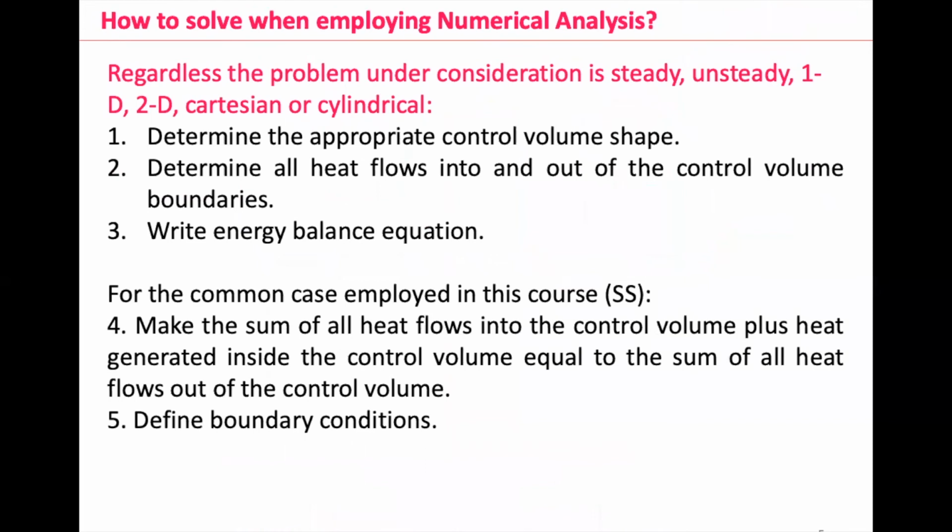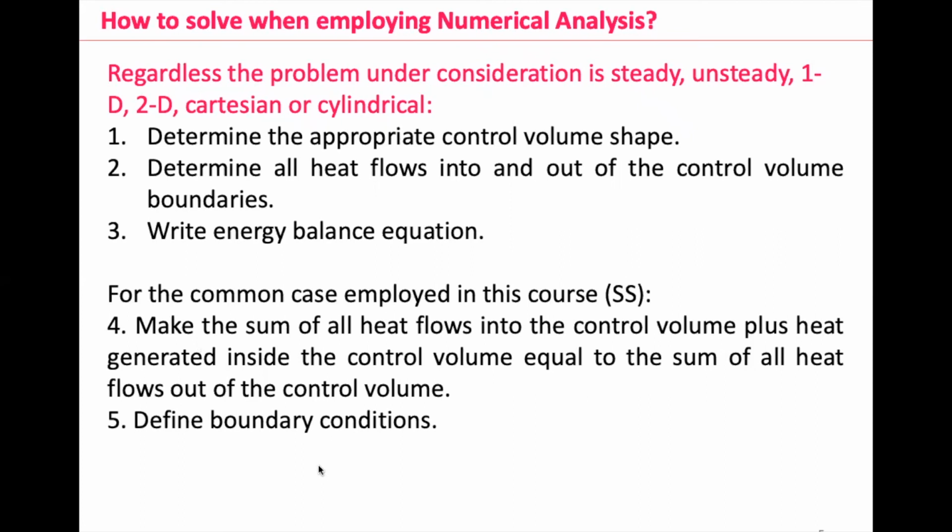So then how do we solve employing this new analysis, the numerical analysis? Well, regardless of the problem you are considering, being steady, unsteady, 2D, Cartesian, or cylindrical, you first determine the appropriate control volume shape. Then you determine all the heat flows in and out of that control boundary. You write an energy balance. And for the common case we are employing in this course, that is the steady state, we make the sum of all the heat flows into the control volume plus heat generated inside the control volume equal to the sum of all the heat flows out of the control volume.